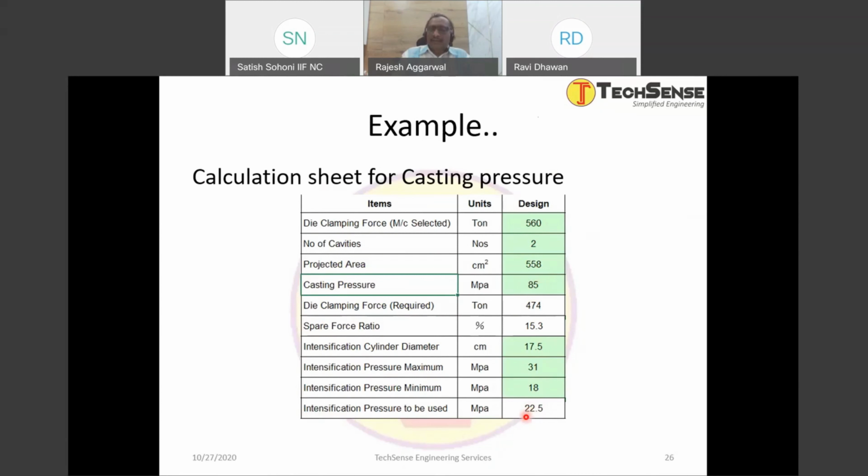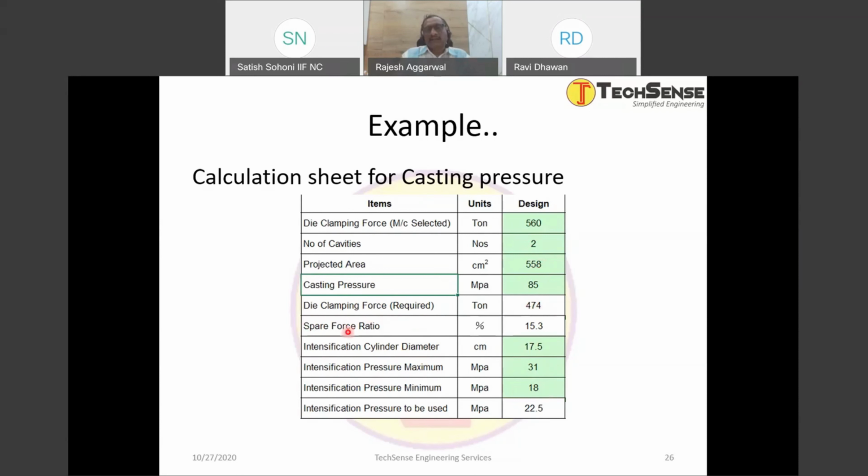right? You can put the calculation completely the other way around. You can make the casting pressure an output and the intensification pressure an input, right? And these are the machine-specific variables: the injection cylinder diameter, and the maximum and minimum pressure settings on the machine. And the projected area is basically to calculate the clamping force required.